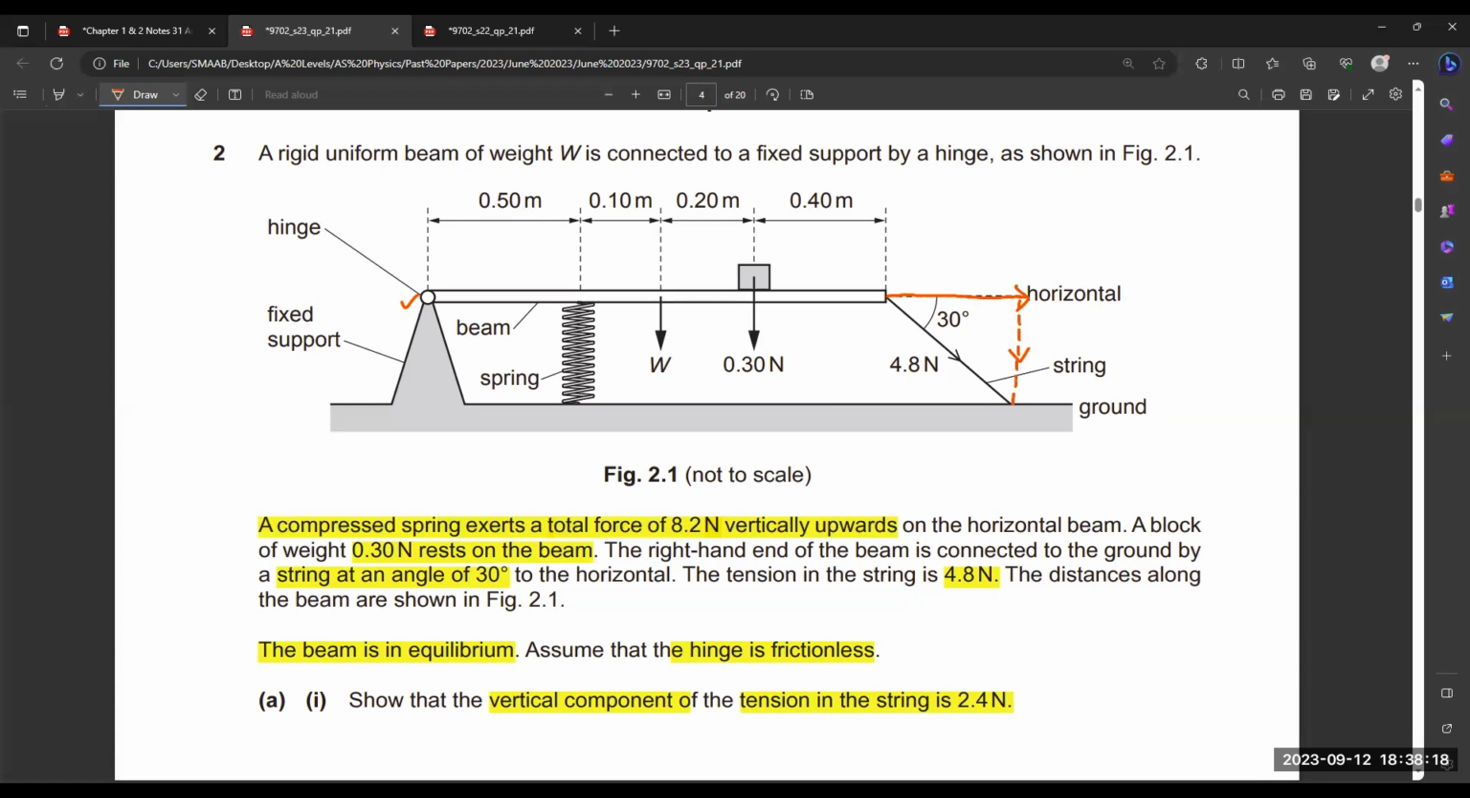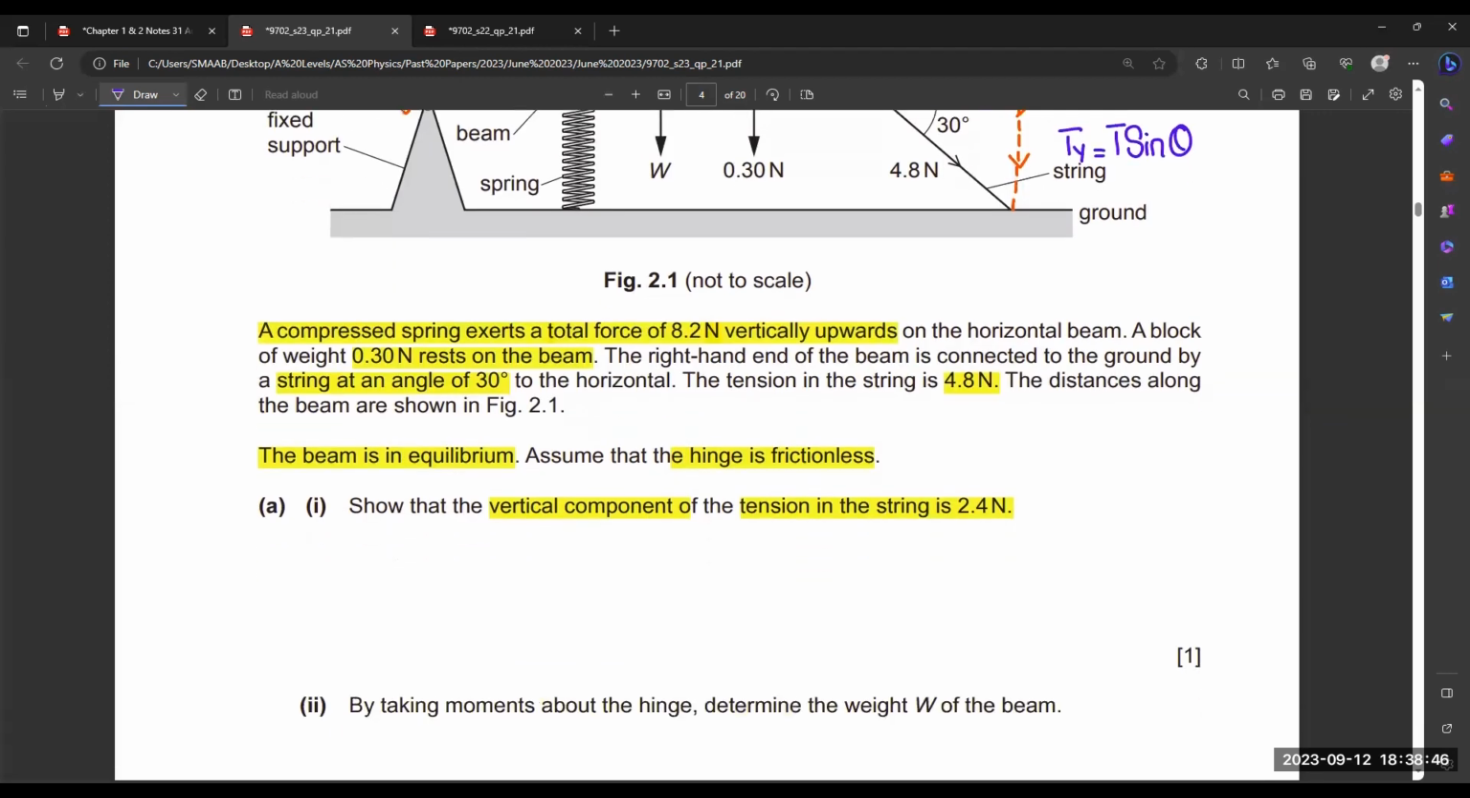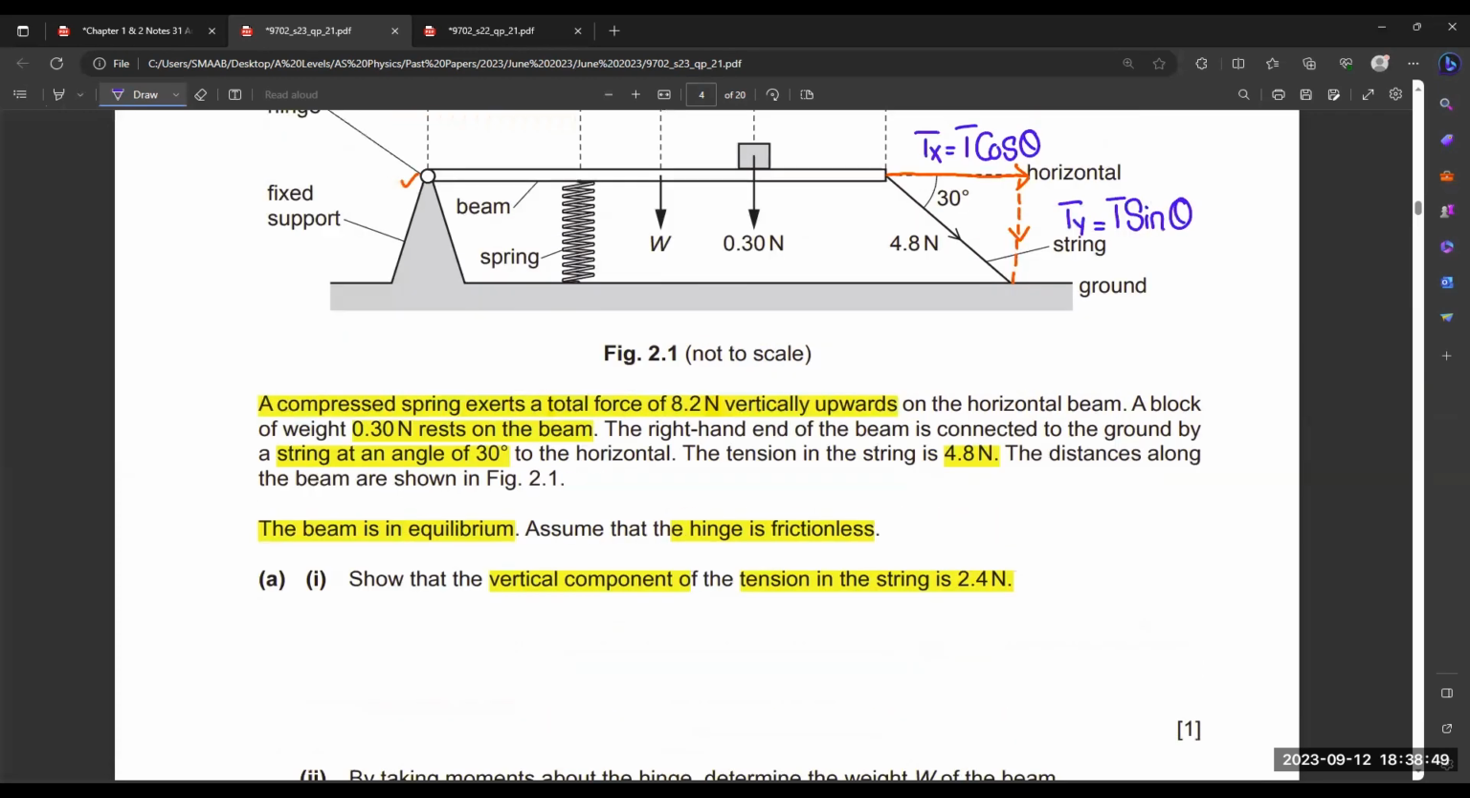So the vertical component of the tension will be equal to Ty equals T sine theta. And for the horizontal component, remember that formula from the Pythagoras theorem and right angle triangle. So basically we have to find out the vertical component. The question is for 1 mark. So we simply need to use the formula Ty equals T sine theta.